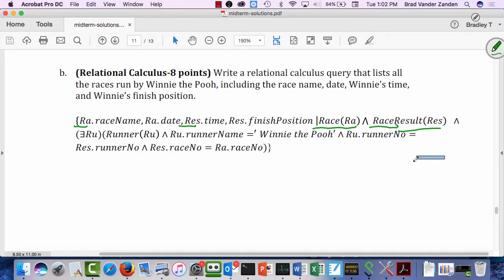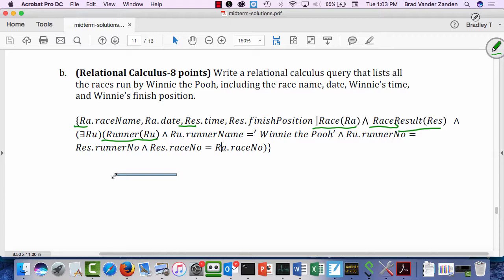So they can't be bound. Runner is not appearing in the results list, but it must be used in the so-called join in order to find the races that Winnie the Pooh ran in. So runner is actually the bound variable here.